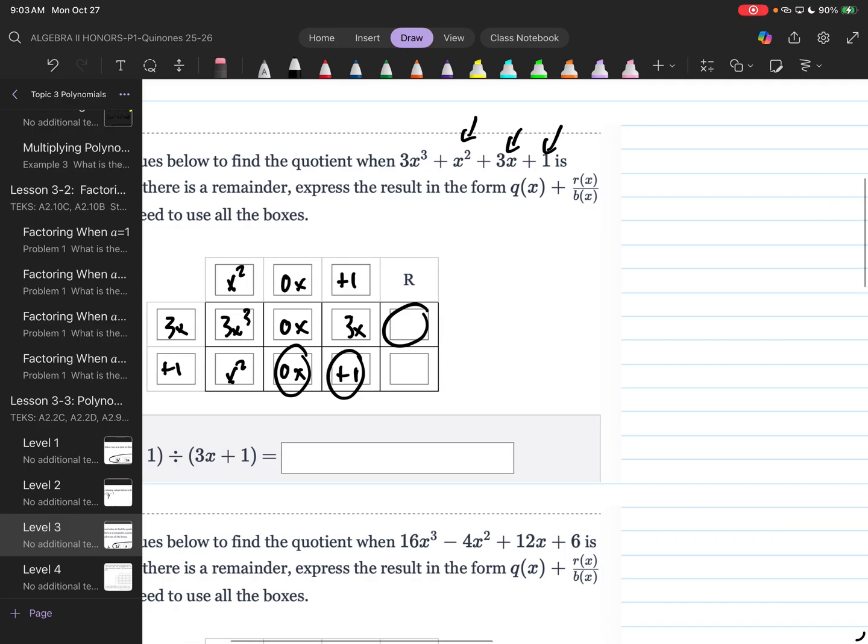So here we go. My answer: x squared plus 1. I know it feels underwhelming, but you did everything the way you're supposed to.